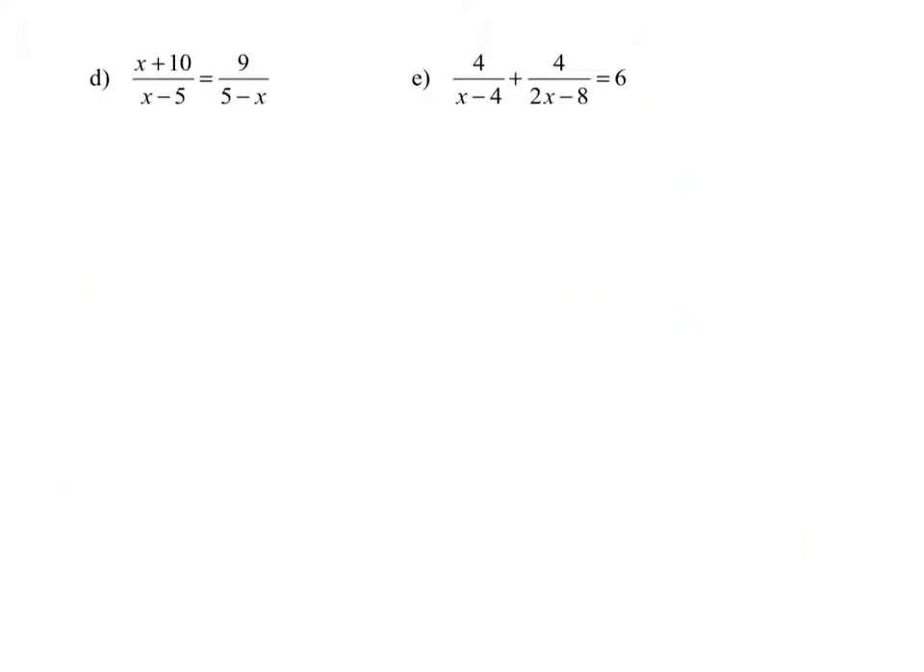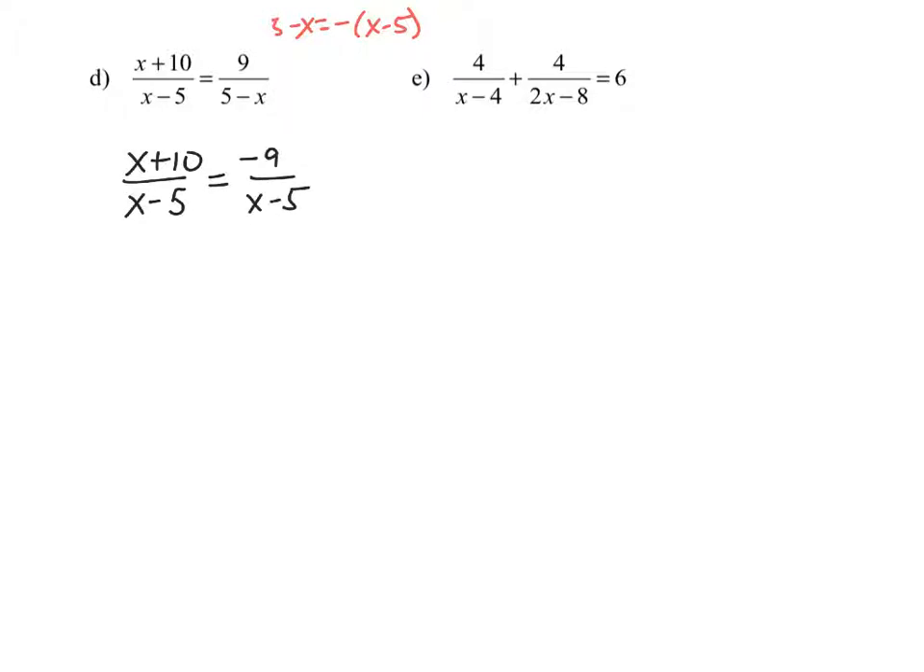For example D, we have x plus 10 in the numerator over x minus 5 equals 9 divided by the quantity 5 minus x. Let's rewrite this equation because x minus 5 is very similar to 5 minus x. So we can write the left side, keep it as x plus 10 over x minus 5, but the right side, this 5 minus x, I know that I could write 5 minus x as the opposite of x minus 5. So I can bring that opposite sign in the numerator so that I get a negative 9 in the numerator over x minus 5.